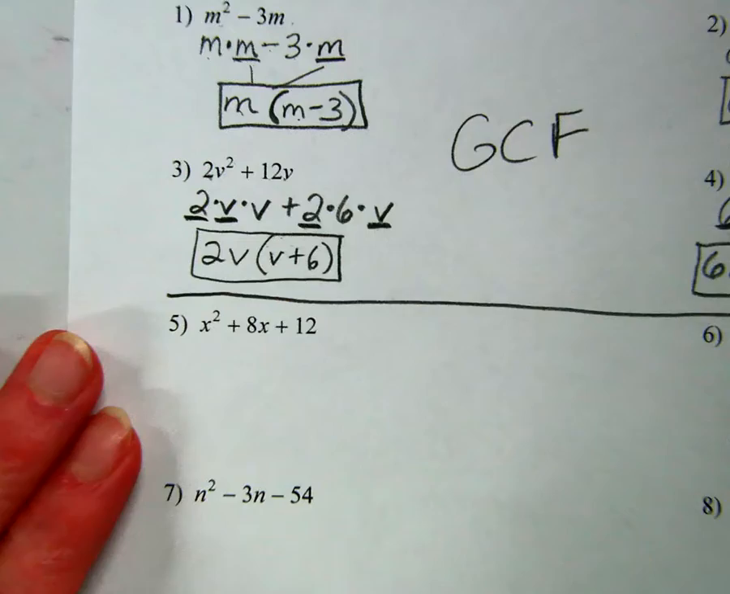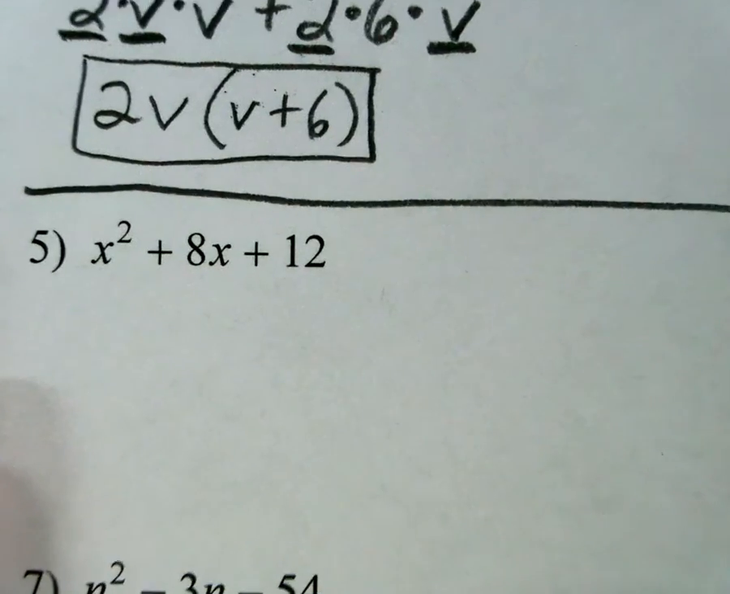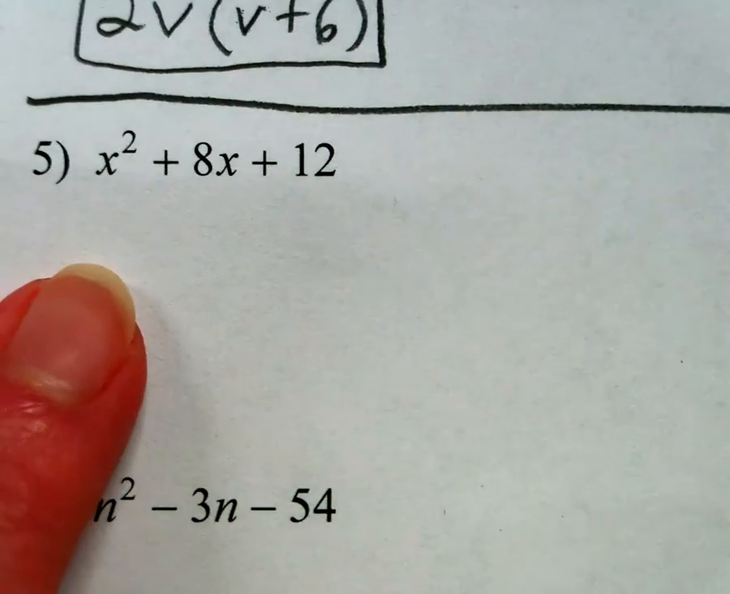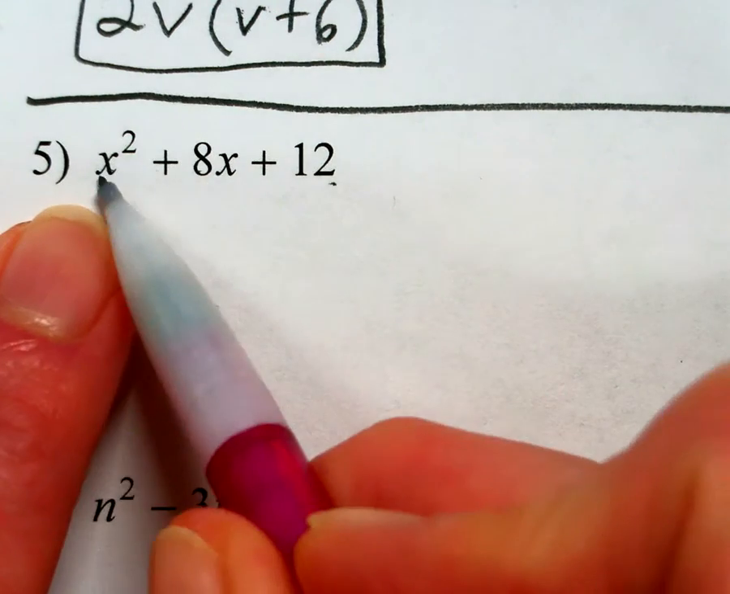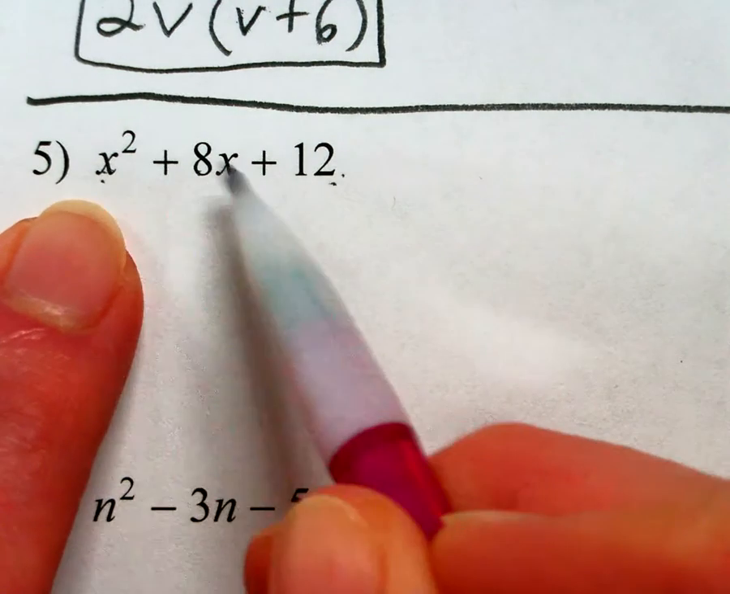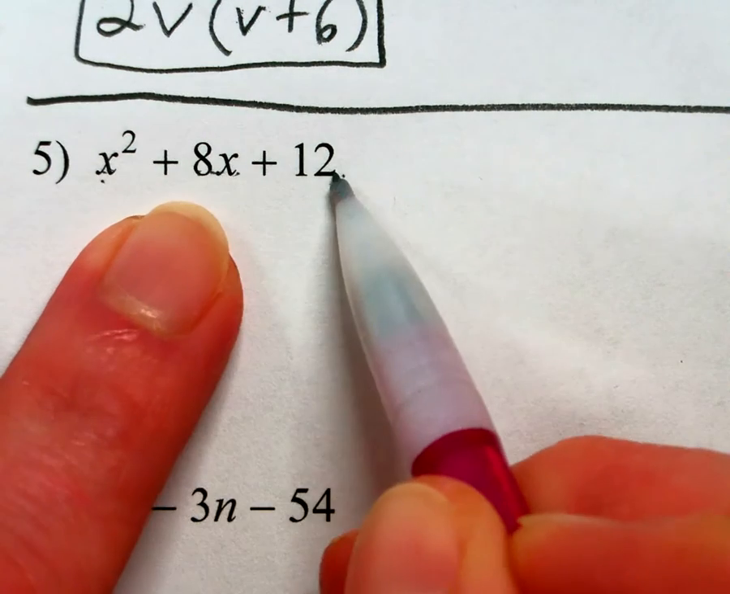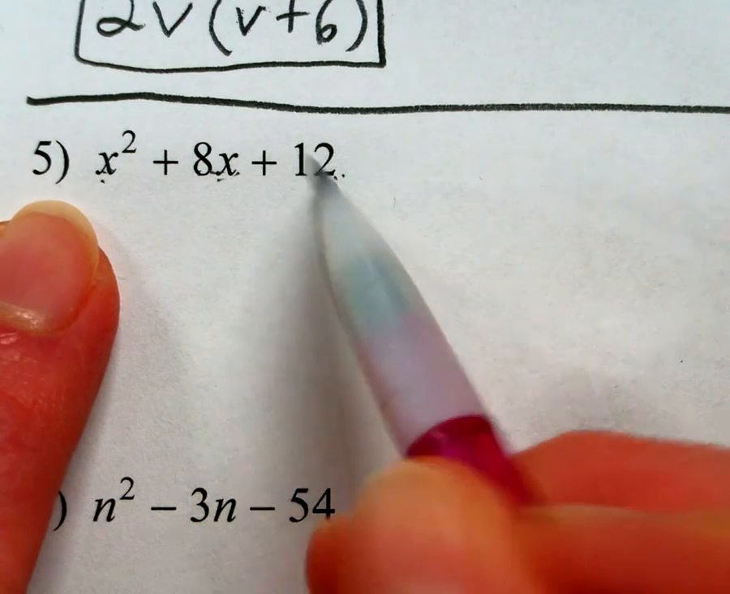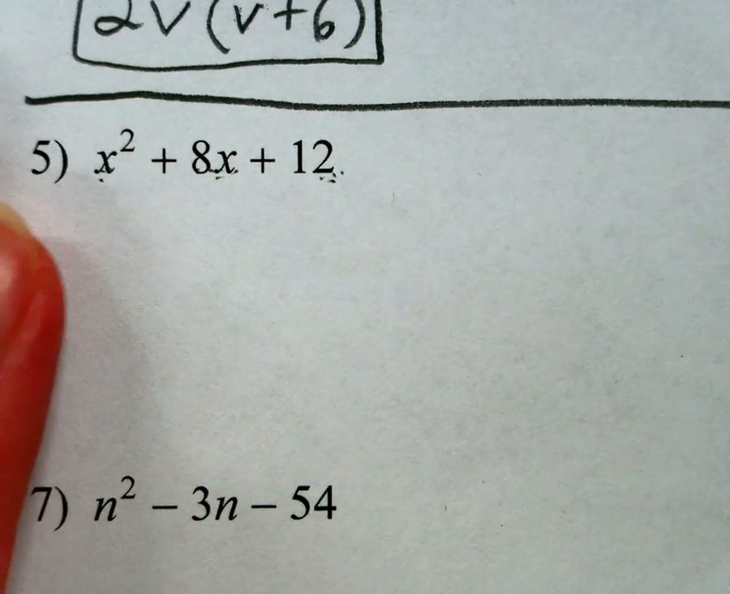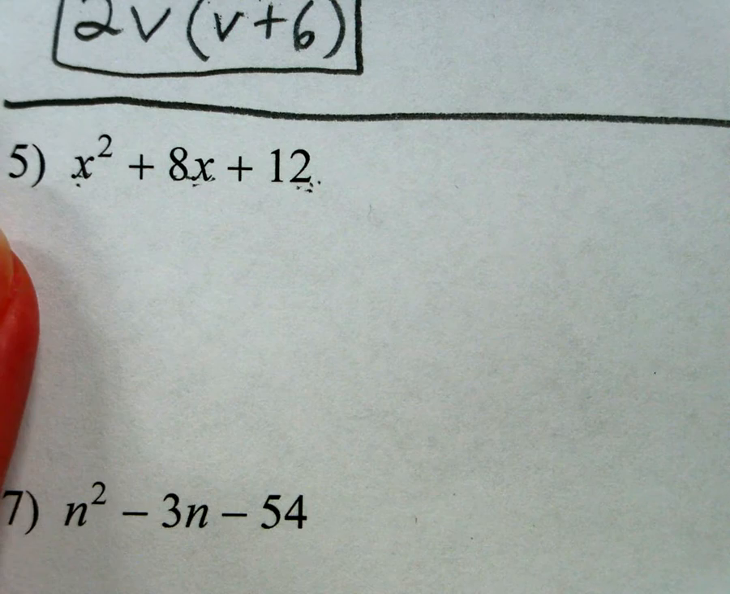Okay, so let's zoom in on number 5. When I look at number 5, I notice that I now have 3 terms, and there's nothing in common for all 3 terms. These both have an x, those could both divide by 4, but there's nothing that all 3 terms have in common. So this is where we started to learn some shortcuts last year.